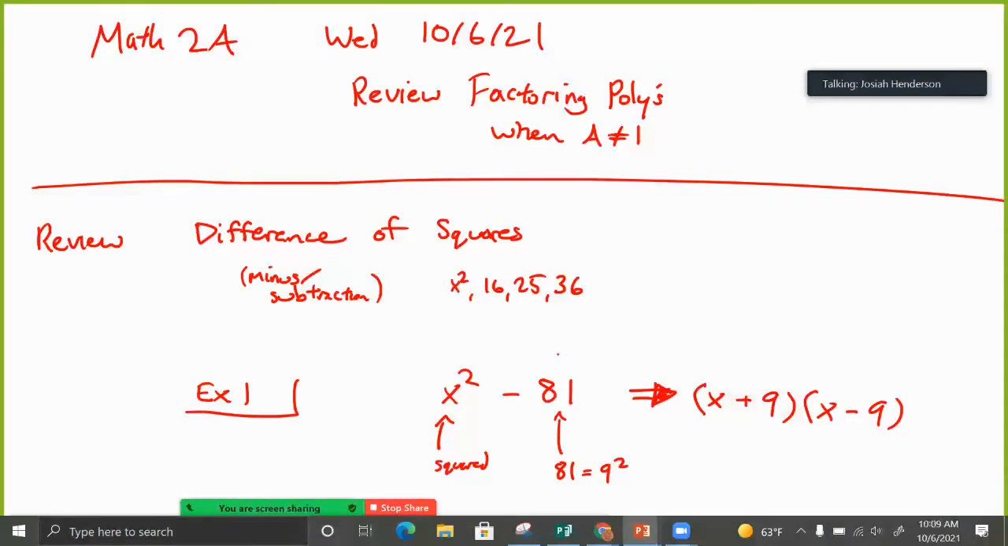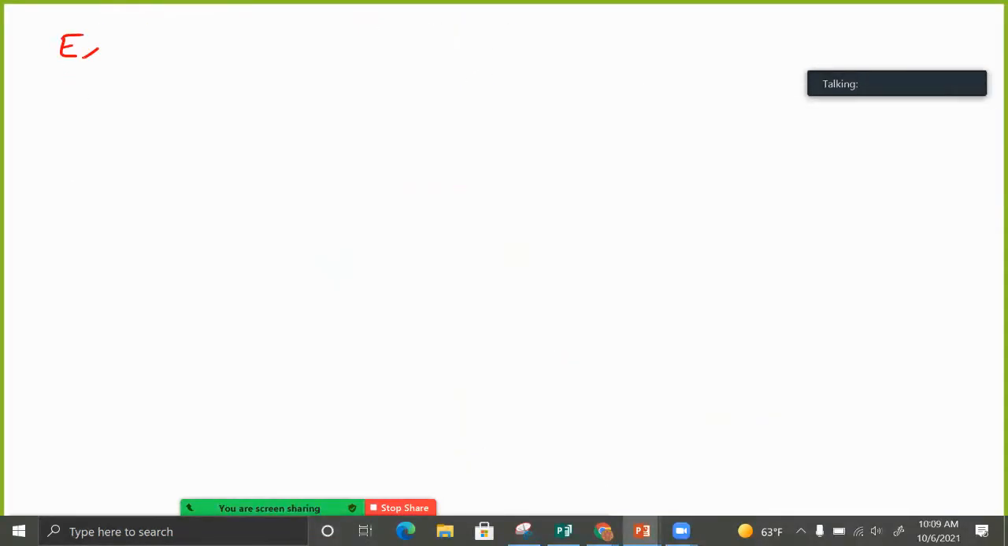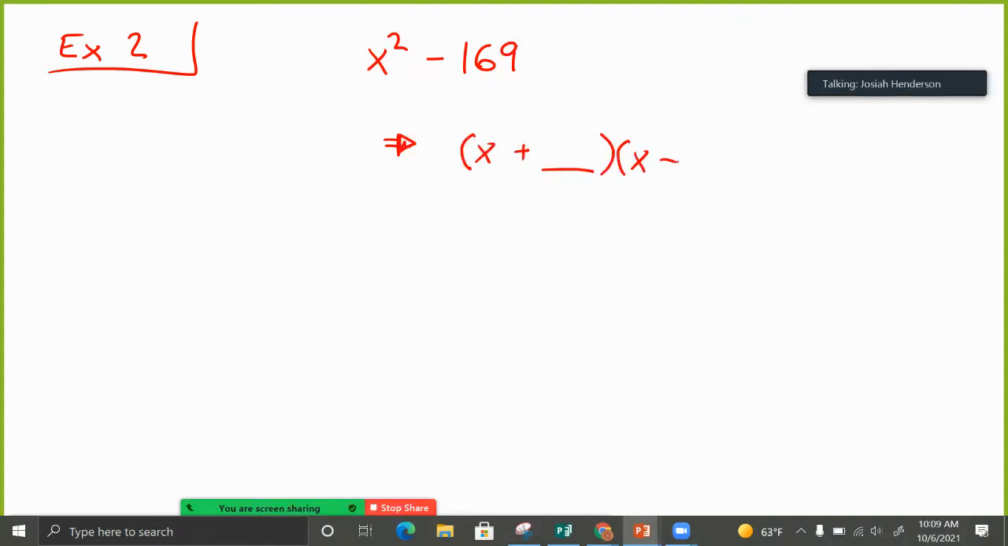Let's try another one like that. So x squared, let's do minus 169. I think that works. All right, I want you to try this one for me. Factor x squared minus 169. So it's equal to x plus something, x minus something. Can you figure this one out for me? And if you do, let me know.